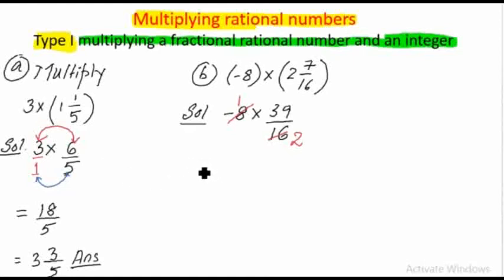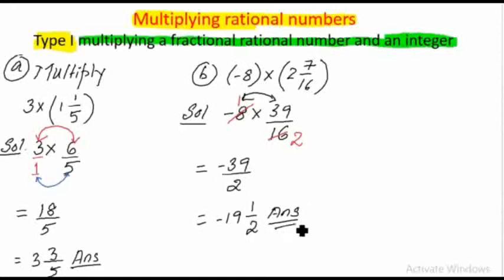Now after this we multiply this numerator with numerator. So 1 into 39 is 39. So minus sign is there. So minus 39 upon 2, or we can write minus 19 1 upon 2. So this is the final answer.